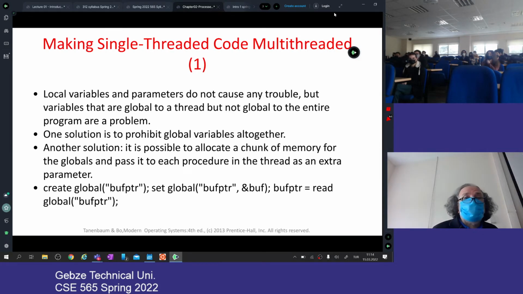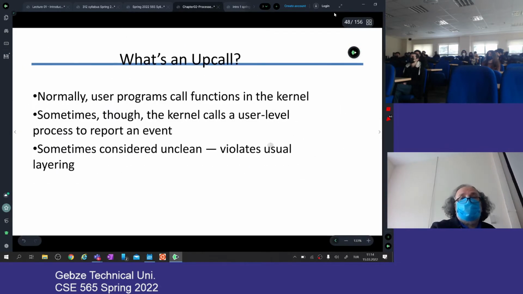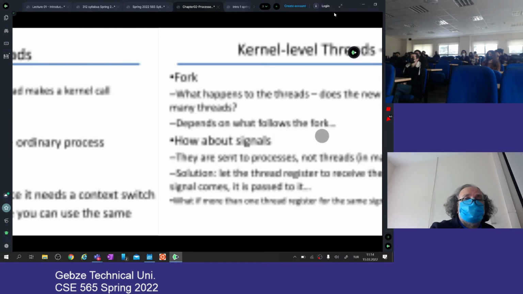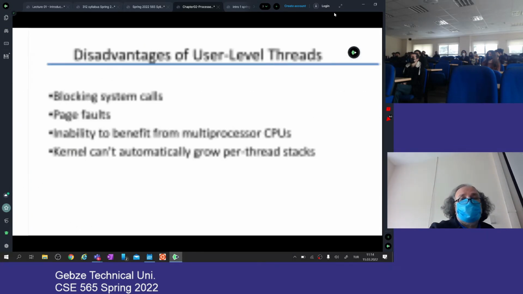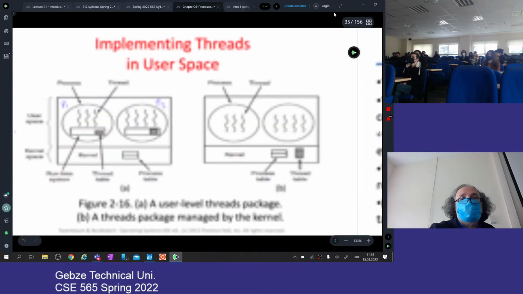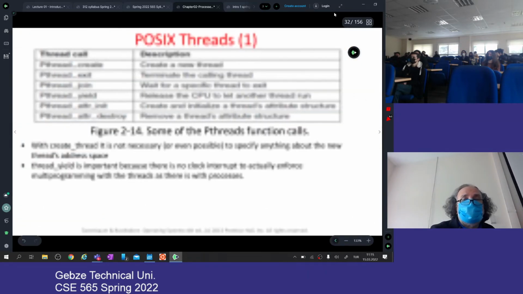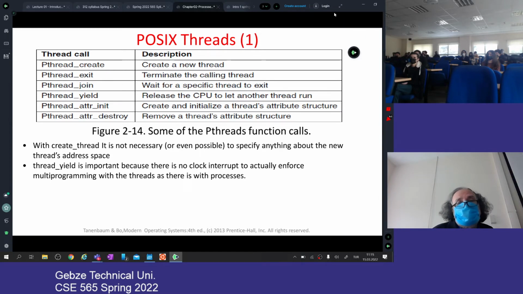Okay, so we talked about the implementation of threads, user level threads and kernel level threads. Let's remember our thread library table. When you use threads like this, you have these functions, and usually you don't care if it is implemented in the user space or the kernel space. It's an implementation detail. I just call this function, and the rest of it is handled by the thread library and the operating system.